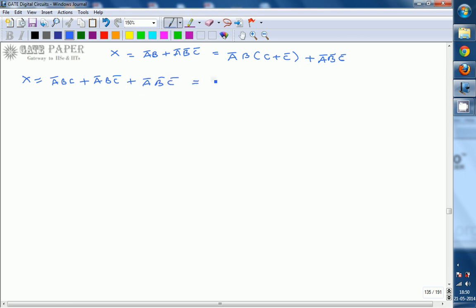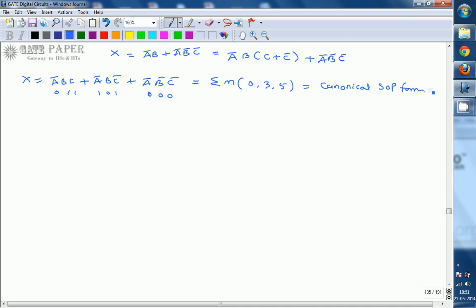If you want to write it in canonical SOP form, we must write it as sigma m of, like this. In SOP form, complement is nothing but 0, and true value is nothing but 1. So a bar b c is 0 1 1, this one is 1 0 1, and this is 0 0 0. So 0 1 1 is 3, 1 0 1 is 5, and 0 0 0 is 0. First we write all these three in ascending order: sigma m of 0, 3, 5. This is the canonical SOP form of the given function.